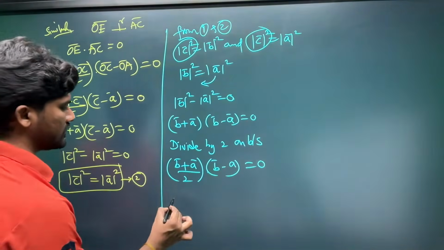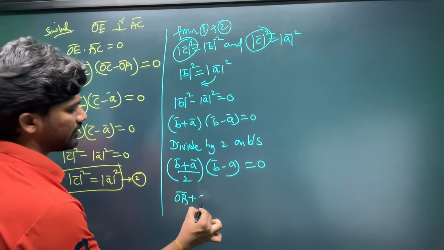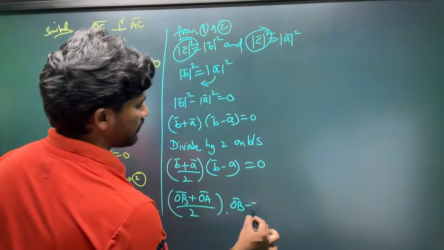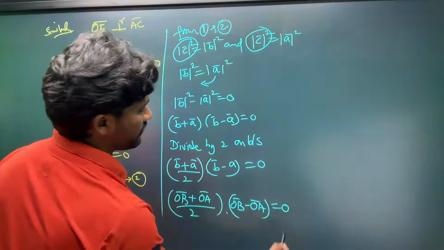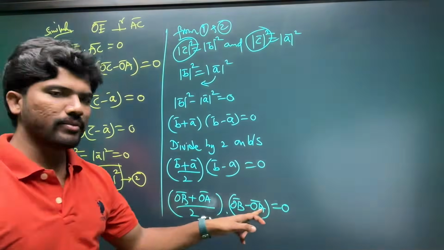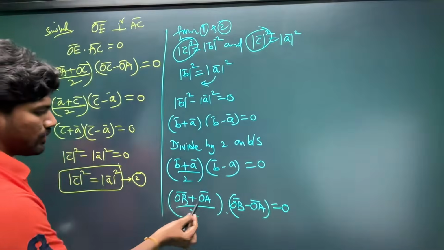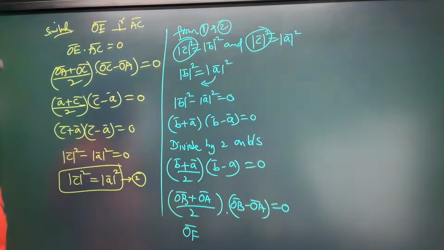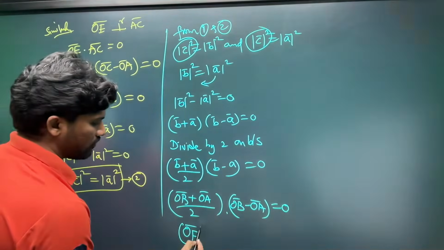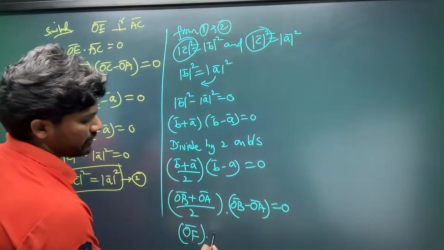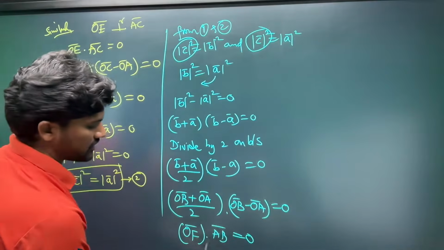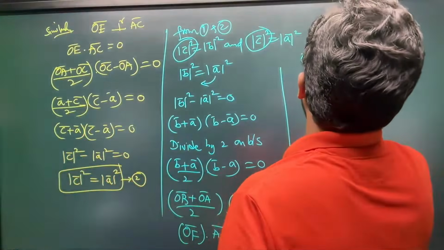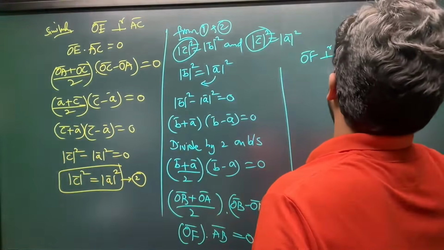OB bar plus OA bar by 2 into OB bar minus OA bar is equal to 0. Okay, what is OB bar minus OA bar? AB bar. Okay, so OB bar plus OA bar by 2, this is OF bar. OF bar into OB bar minus OA bar, that is AB bar. Whenever dot product of two vectors equal to 0, then automatically those two vectors are perpendicular, so OF bar is perpendicular to AB bar.